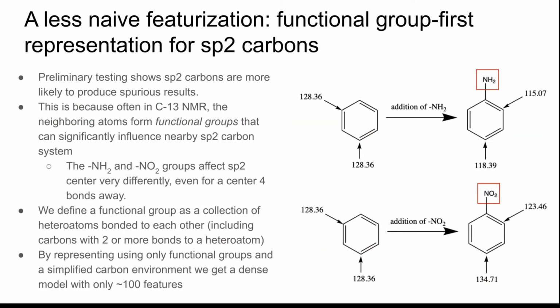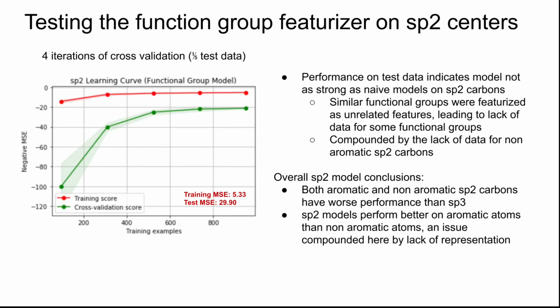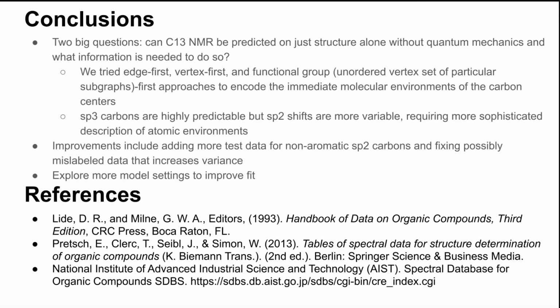So we came up with a new model for sp2 carbons since they're highly sensitive to substituents due to containing currents. In chemistry, we don't normally consider individual atoms, but rather groups of atoms called functional groups. And these groups highly affect the current in sp2 carbons. Our model performed slightly worse, probably because very similar functional groups were treated completely separately. But we think a model that combines our previous models will likely improve the performance and stability of the sp2 predictions. And we'll include this in our final paper.